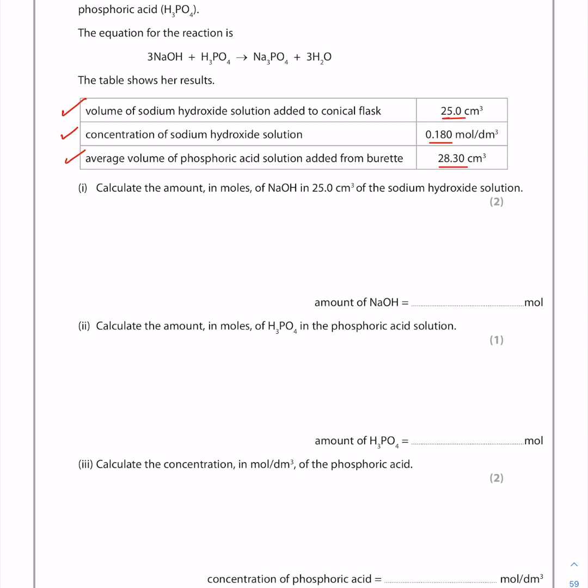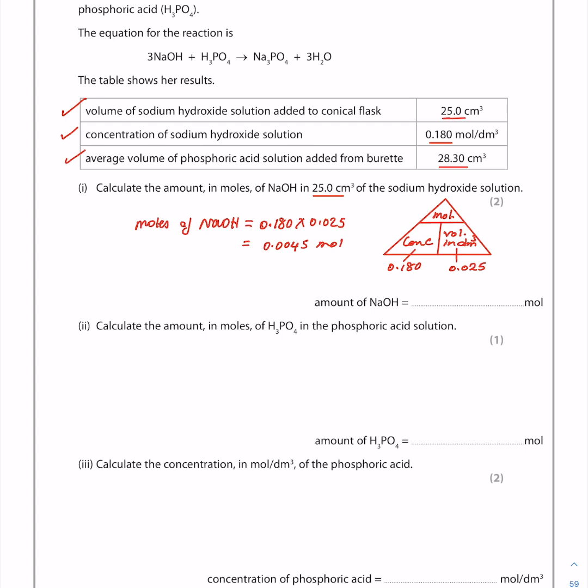Part I. Calculate the amount in moles of sodium hydroxide in 25 cubic centimeter of sodium hydroxide solution. We have the law for concentration: concentration equals moles over volume in cubic decimeter. We have the concentration of sodium hydroxide, 0.180, and the volume 25 cubic centimeter, which is 0.025 cubic decimeter. So moles of sodium hydroxide equals concentration 0.180 times volume 0.025, which gives 0.0045 moles.